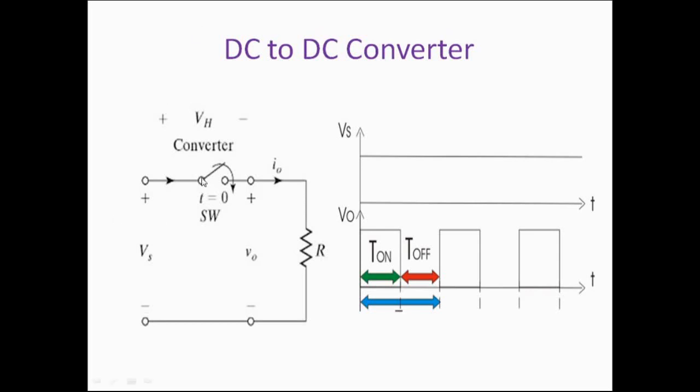First, we require a switch. What is a switch? It should close the connection sometimes and open the connection sometimes. So if you close the connection here, what happens? This source is connected to the load. So what is the load voltage? If you measure from here to here, the load voltage is the same as Vs. That's the reason VO is Vs.